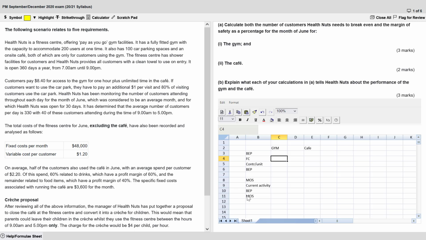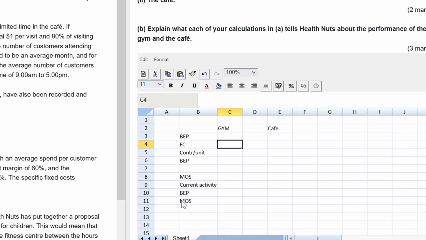Welcome back. Let's rock this question. Well, the fixed costs are right there. One of them is easy to find, the 48,000, and the other one is buried in the paragraph below, the 3,600. So let's plug those figures in.